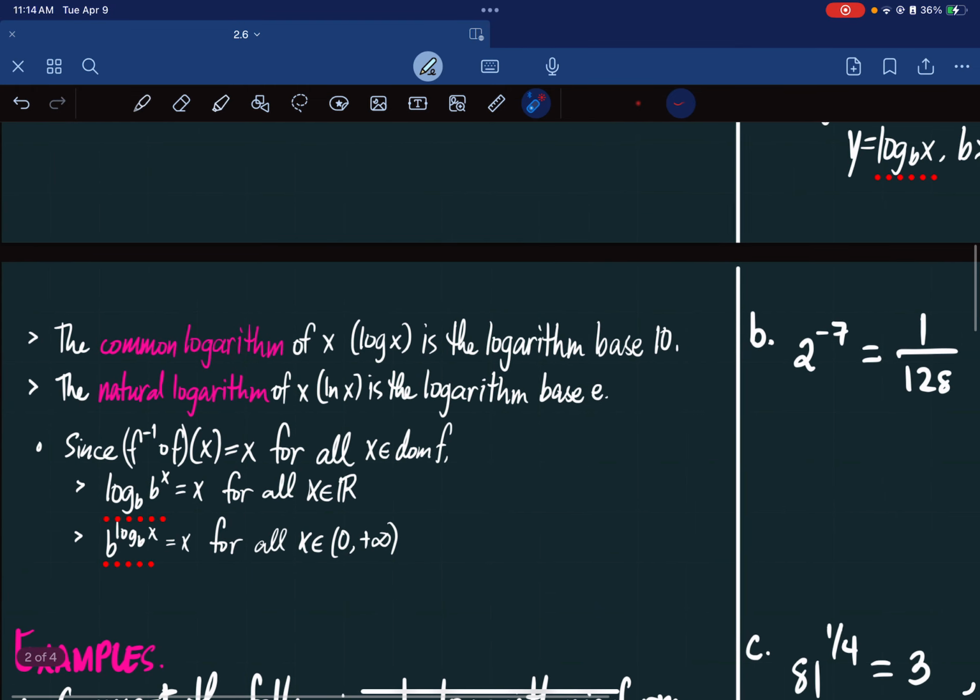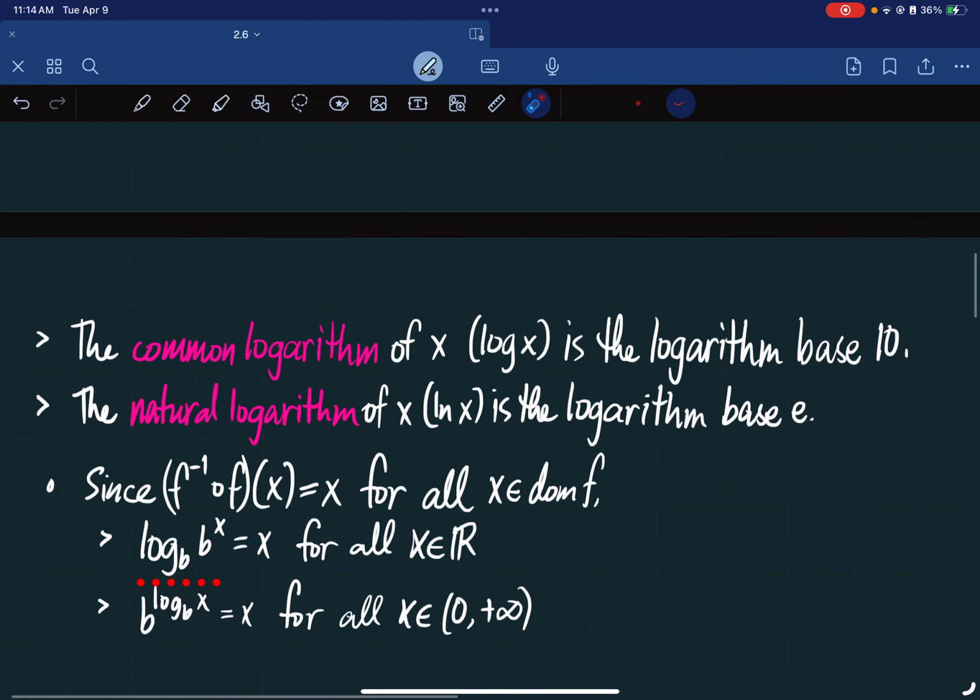Some terms that we have to remember. First is the common logarithm of x, which we denote as log of x. That is the logarithm base 10, while the natural logarithm of x, written as ln of x, is logarithm base e. As you can recall from our discussion about exponential functions, e is Euler's number.